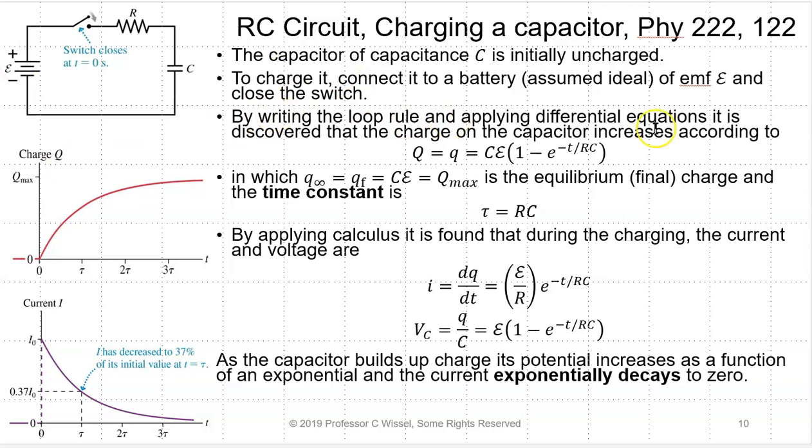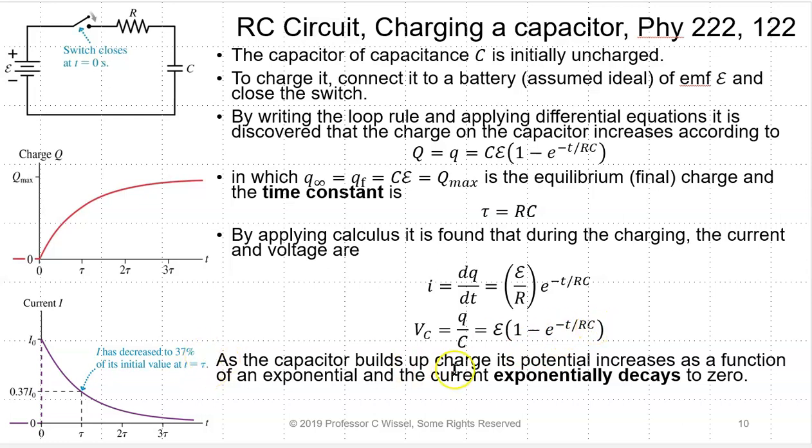By writing the loop rule and applying differential equations, it is discovered that the charge on the capacitor increases according to Q equals C times E times the quantity 1 minus the exponent minus t over RC, in which the final value is C times E, and that's, of course, the maximum value. That's the equilibrium or final charge, and the time constant, of course, is still tau equals RC. By applying calculus, it's found that during the charging, the current and voltage are I equals E over R times the exponent minus t over RC, and VC equals Q over C, which equals E times the quantity 1 minus the exponent minus t over RC.